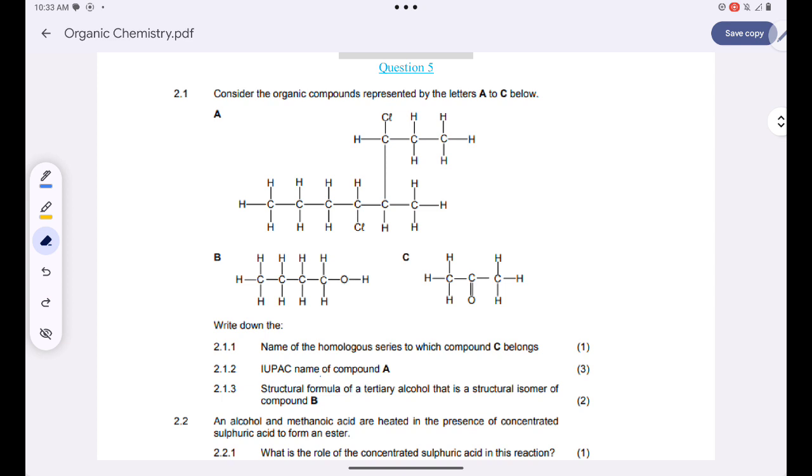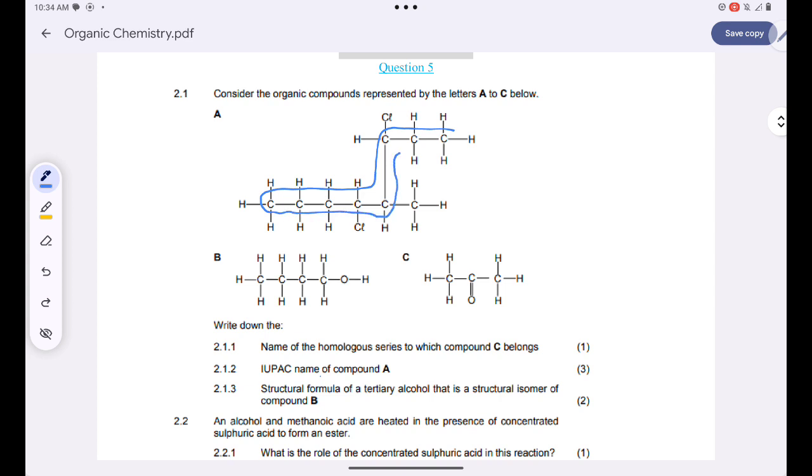Okay, 2.1, we are told to consider the organic compounds represented by letters A to C. We are given structural formulas, guys. The first thing we need to do is to write down the IUPAC name for all these structural formulas. Please note that, guys, your longest chain should have the most number of carbons altogether. So our longest chain will be this one.